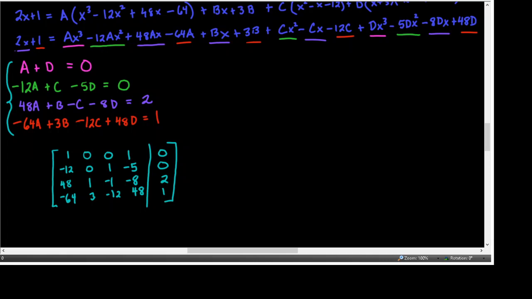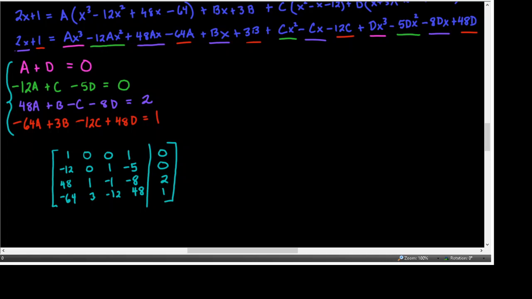You may have learned this technique, and by hand it's kind of long, especially with 4 equations and 4 unknowns. I don't want to do it the long way. I want to show you the short way. What we're going to do is type that matrix into our calculators. So let's talk about how that works.